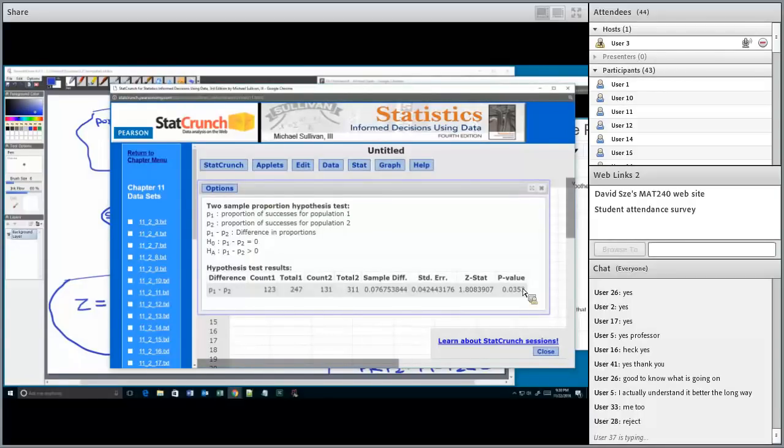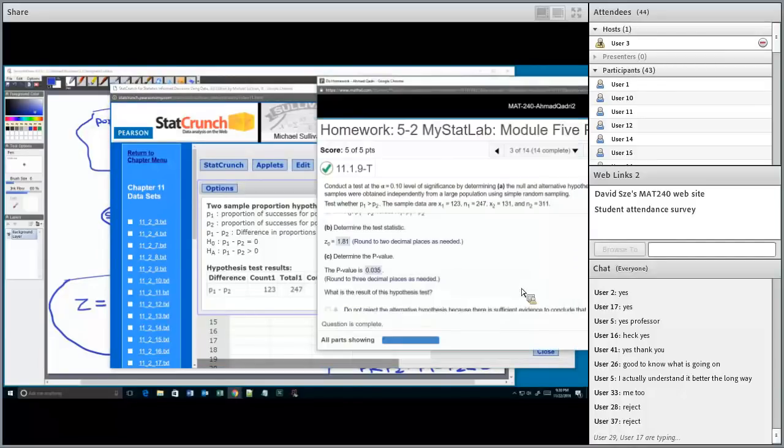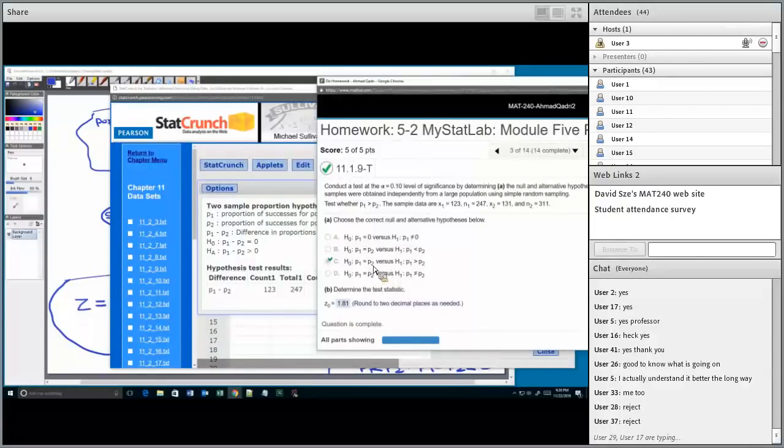Brian says reject. That is correct. The p-value is less than alpha, right? 3.5% is less than 10%. The p-value is less than alpha, so you reject the null hypothesis. So you reject the null hypothesis in favor of the alternative hypothesis.